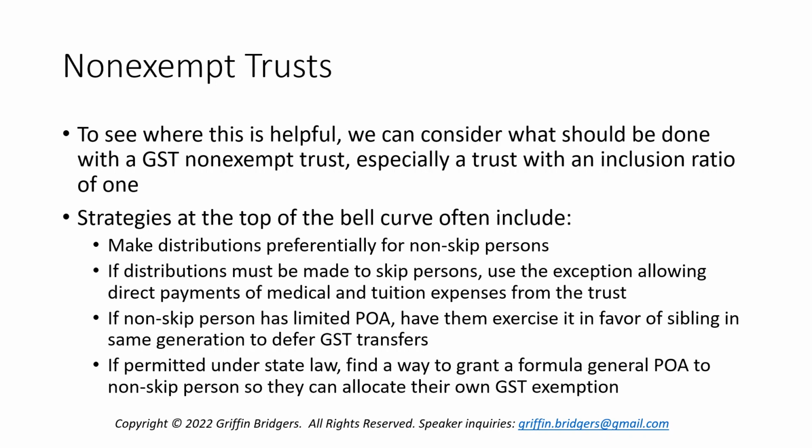Or, like we saw in the example, we could find a way to grant a non-skip person a general power of appointment, at least over the non-exempt part of any trust, so that those assets are included in the child's gross estate, and thus the child becomes the transferor and can allocate their own GST tax exemption to that trust.